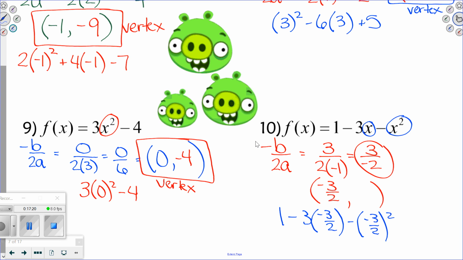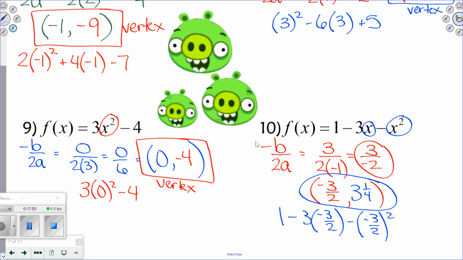All right, so 1 minus 3 times -3 over 2 minus -3 over 2 squared. And we get 3 1/4. Grace, yours was right. Those of you who did not get 3 1/4, go back and double check. Did you lose that minus sign in front of that squared one? A lot of times people lose that.